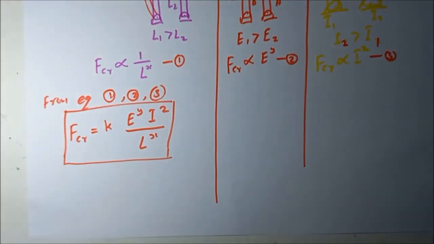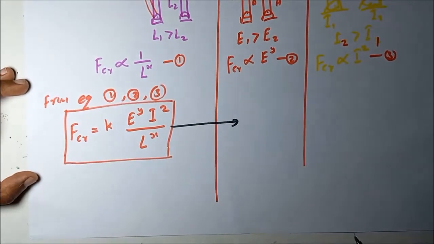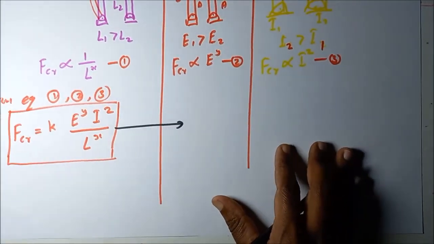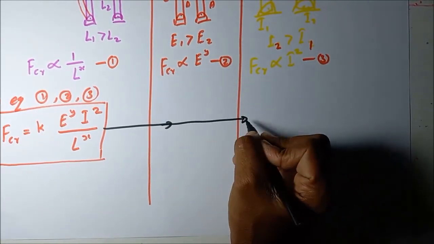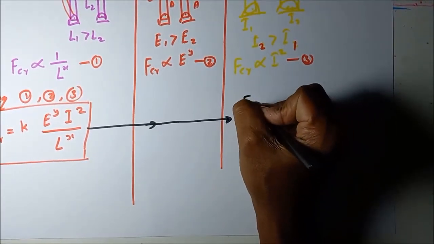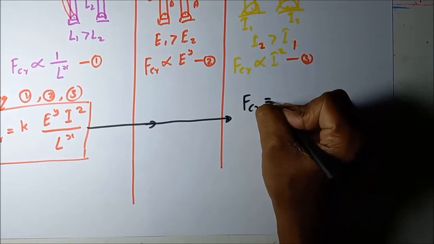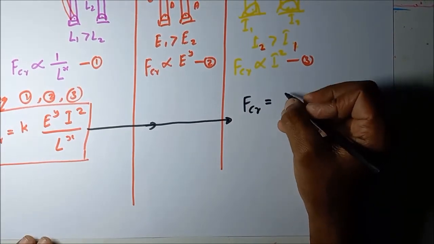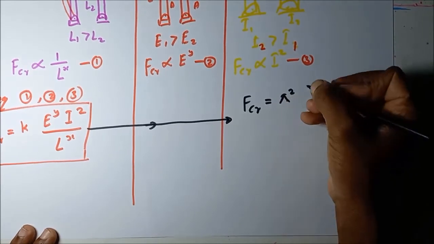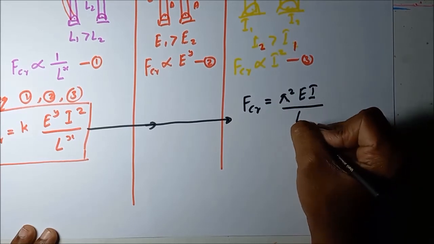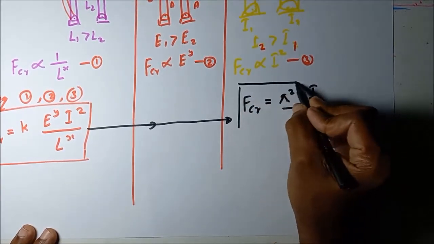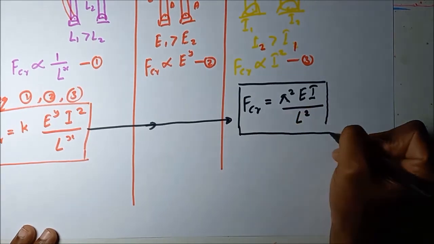Actually, these X, Y and Z we can determine by equating the dimensions, and also various methods we can use for that. I will directly write this equation. For this one, the critical buckling load is equal to pi square EI divided by L square. This is the equation giving the critical buckling load.